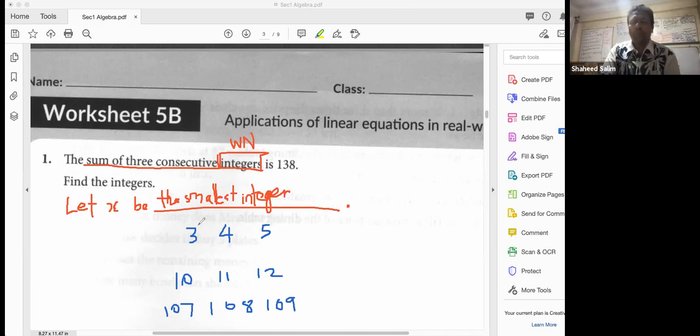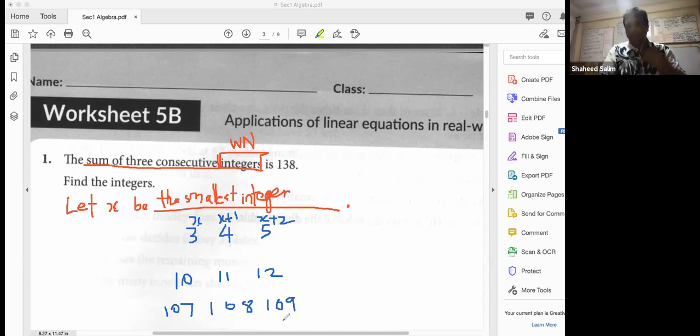So let us look at the difference between this. If this is x, what's the next number? X plus 1. Why? 3 plus 1 gives you 4. 10 plus 1 gives you 11. 107 plus 1 gives you 108. What about the next one? You say plus another one, but you must make reference to x. So it's x plus 2. You see, 3 plus 2 gives you 5. 10 plus 2 gives you 12. 107 plus 2 gives you 109.